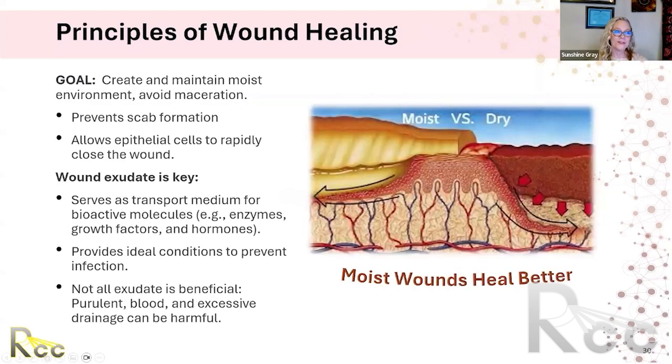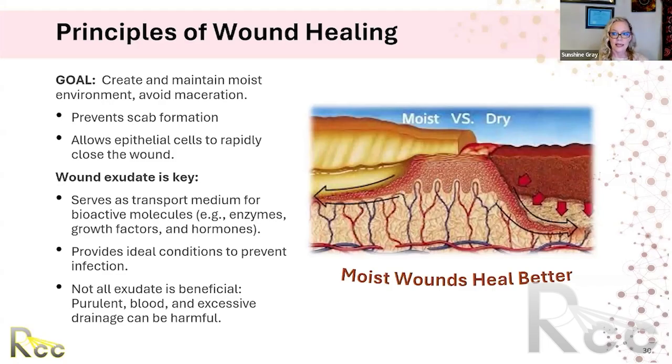All right, so principles of wound healing, just a quick 101. I'm sure you all went through this in nursing school, but brief review. Cell growth needs moisture, and the principal aim of moist wound therapy is to create and maintain optimal moist conditions.